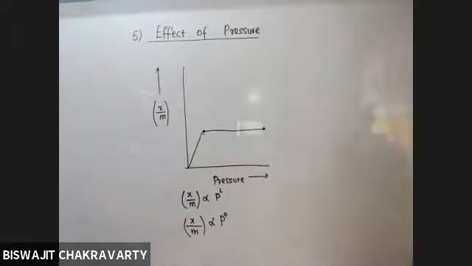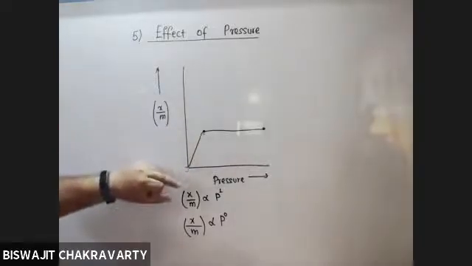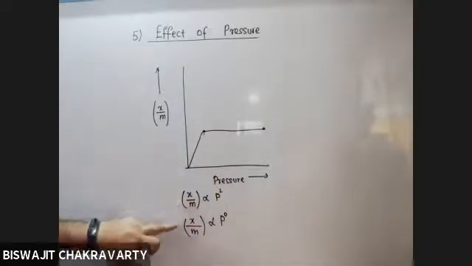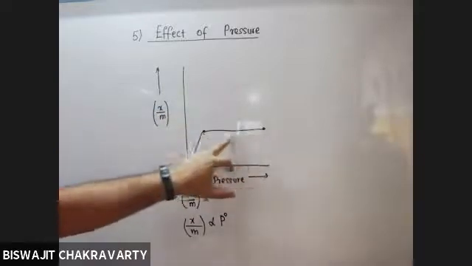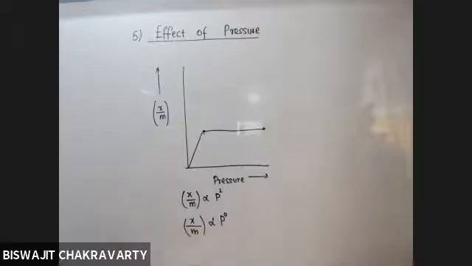So hence we can say that when we talk about the effect of pressure on the rate of adsorption, or the extent of adsorption depending upon pressure, initially it is directly proportional to pressure, and when we are talking about this region, it is independent of pressure. So how to explain this phenomenon? Why is it happening that initially it was directly proportional to pressure, and thereafter it becomes independent of pressure? The reason is very simple.